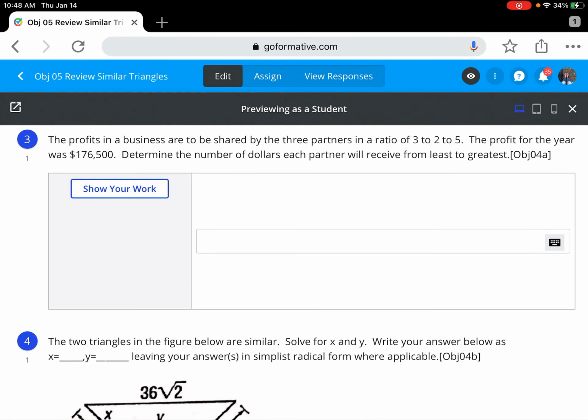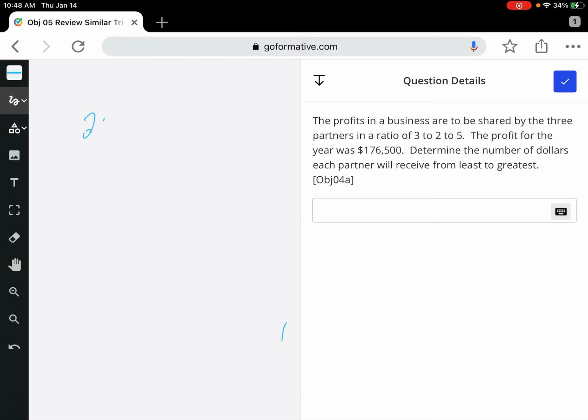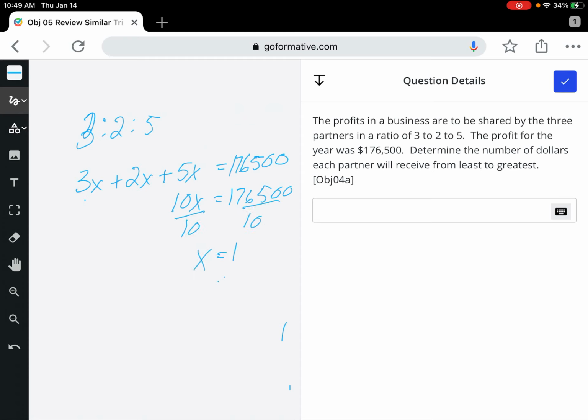Profits in the business should be shared by 3 partners, 3 to 2 to 5. So my ratio is 3 to 2 to 5. I know the total profit for the year was 176,500. So it's one of these where you do 3x plus 2x plus 5x is equal to 176,500. That's going to be 10x is equal to 176,500. Divide by 10. X is equal to 17,650. Determine the number of dollars each partner would receive, least to greatest.